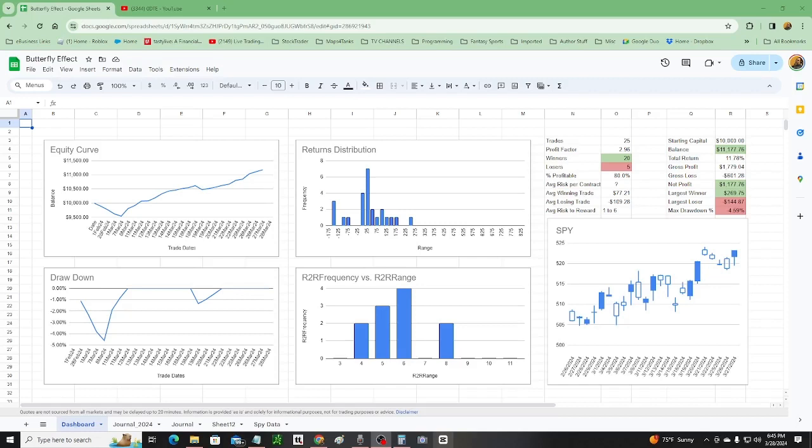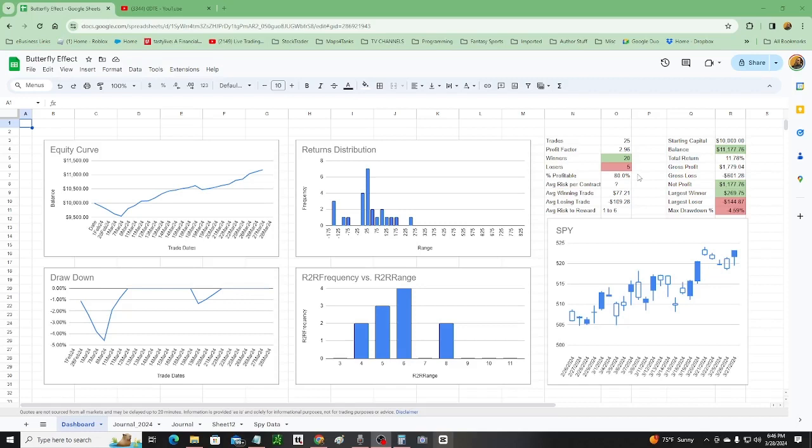You can see up here I took 25 trades. My profit factor is almost at 3. I had 80% profitable trades. It looks like 20 winners, 5 losers. My average win was around $77. My average loser was almost $110. My risk to reward for most of my trades was like a 1 to 6.